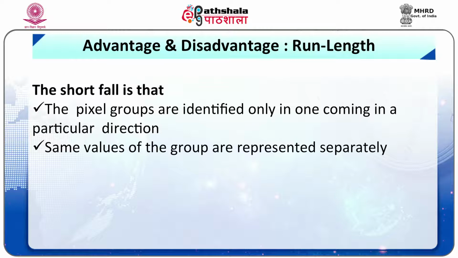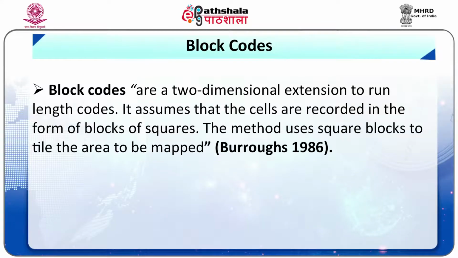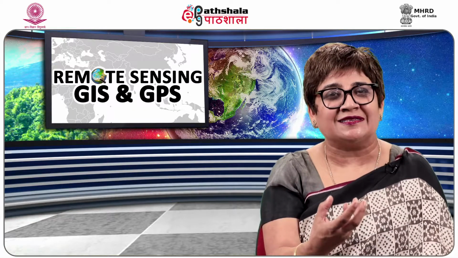So what have we learned? We have learned by now two methods, chain code and run length code. Now let's learn about the block code. Block codes are a two-dimensional extension to the run length code. It assumes that the cells are recorded in the form of blocks of squares. Earlier, what was the case? Yes, recapitulate. It was one row and we noted the numbers, how many numbers representing one pixel value or a group of pixels.